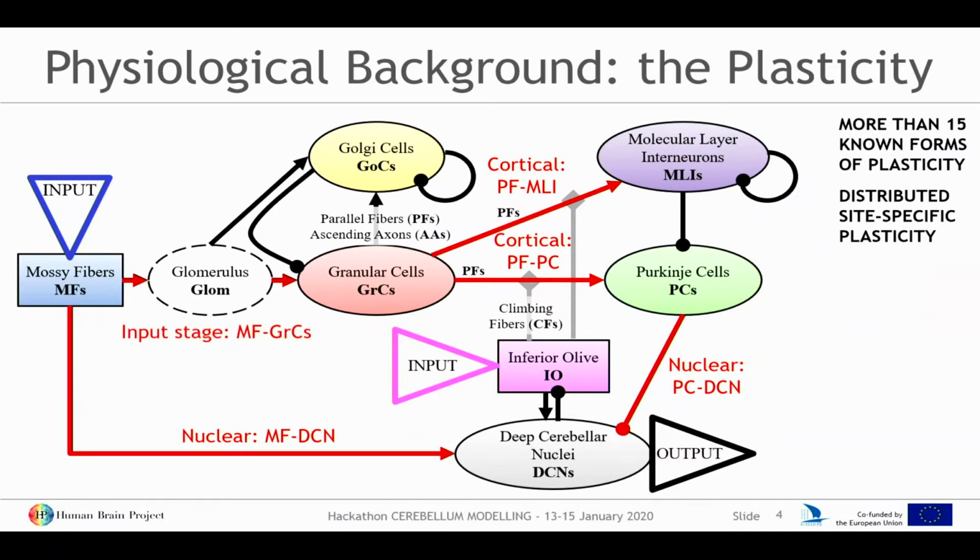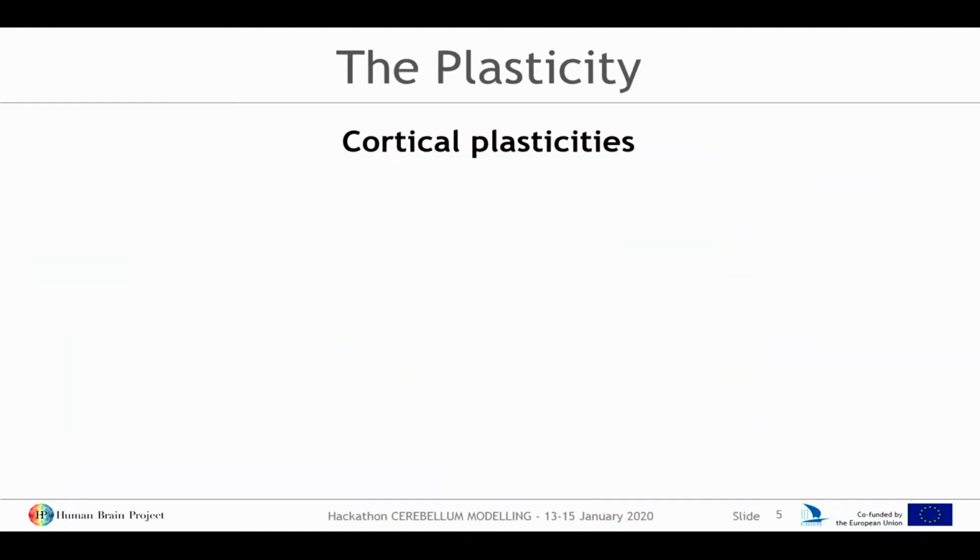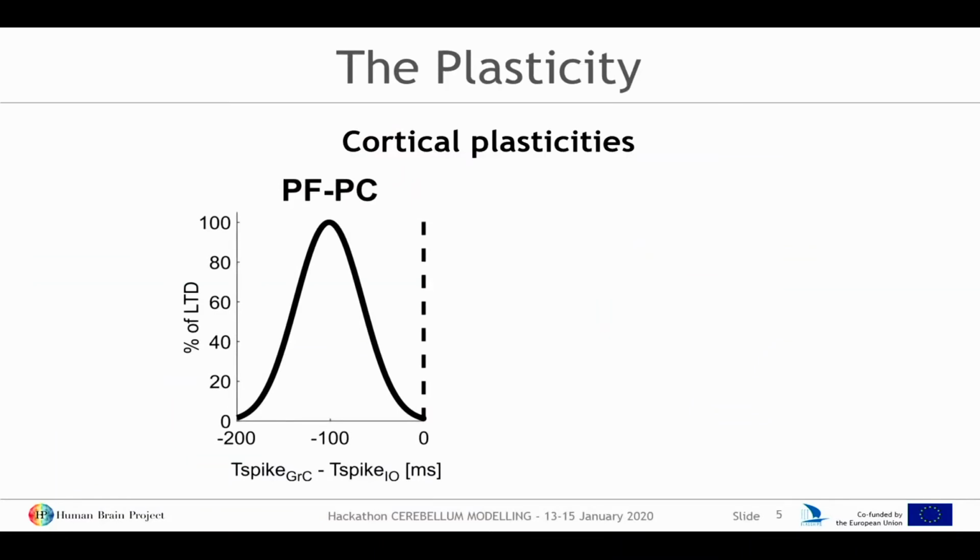And then we have a further plasticity at the very input stage of the cerebellum, between mossy fibers and granular cells. So we have developed those plasticities, and each one has a specific behavior, and we try to model it following the biological data. So we start with the cortical plasticities.